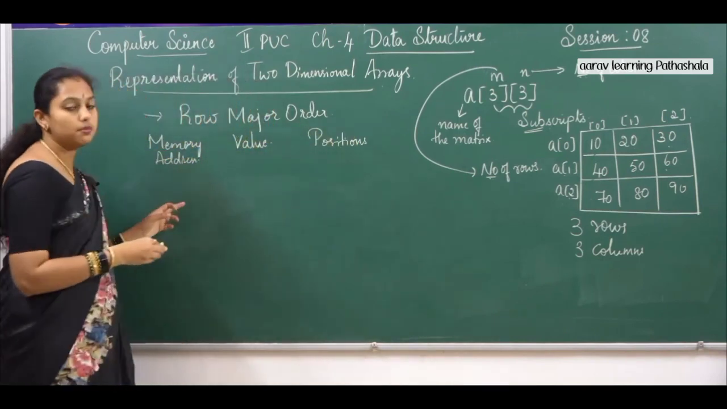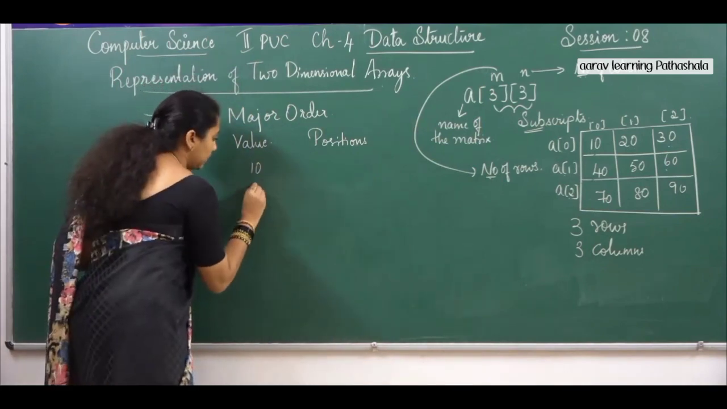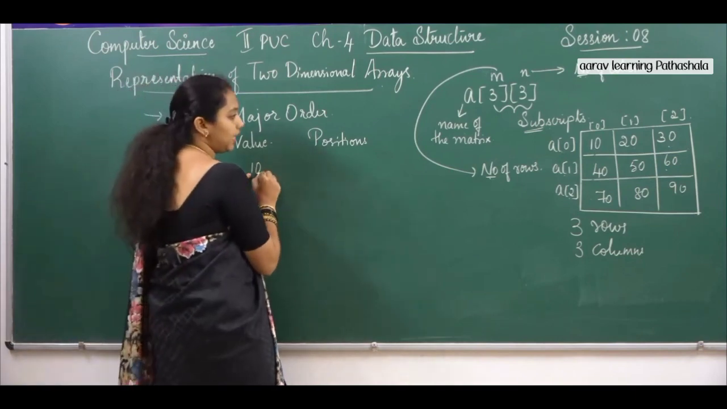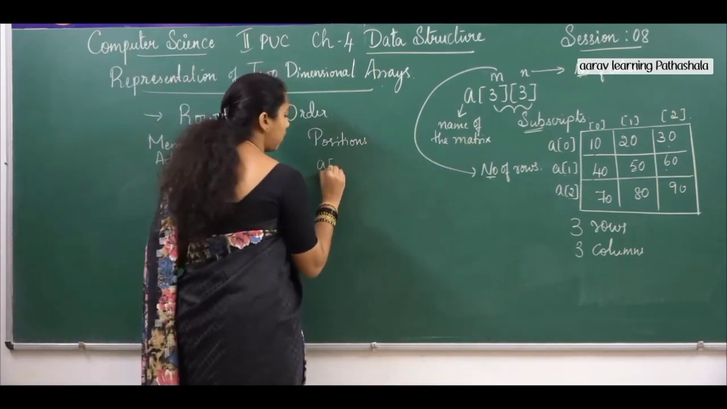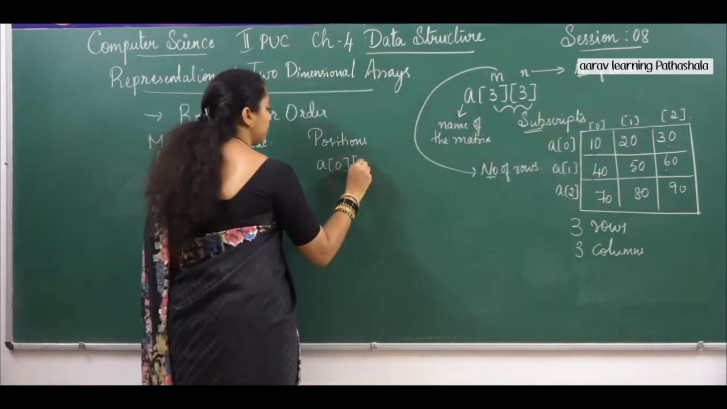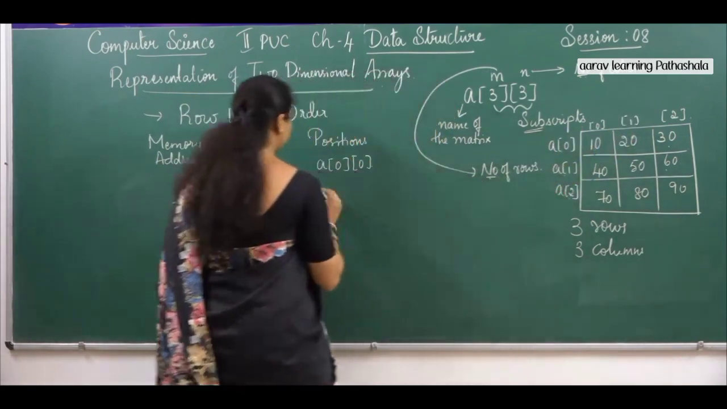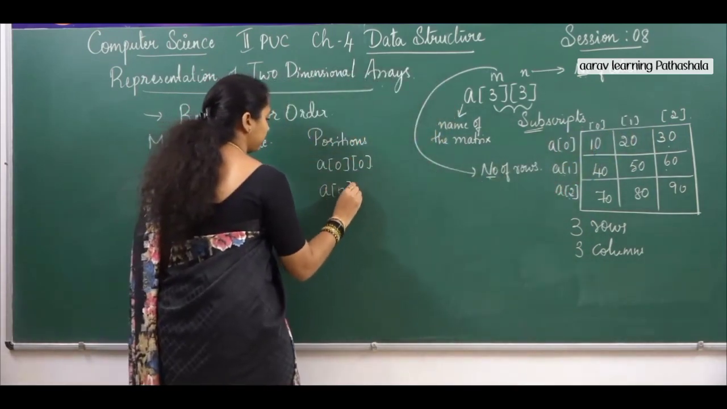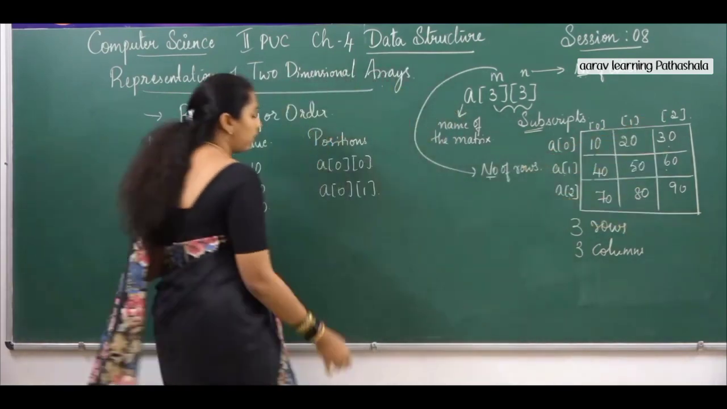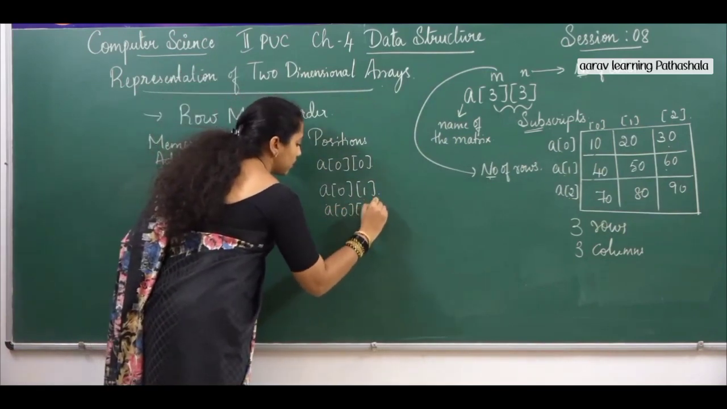What are the first row elements? The first row elements are 10, 20 and 30. What is the position of 10? The position of 10 is A of 0, 0. What about 20? A of 0, 1. What about 30? A of 0, 2.